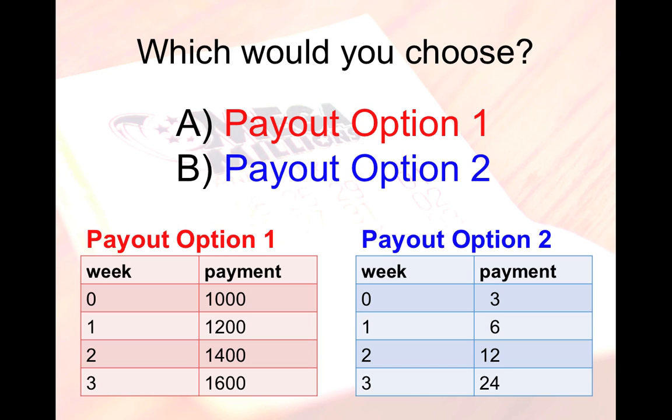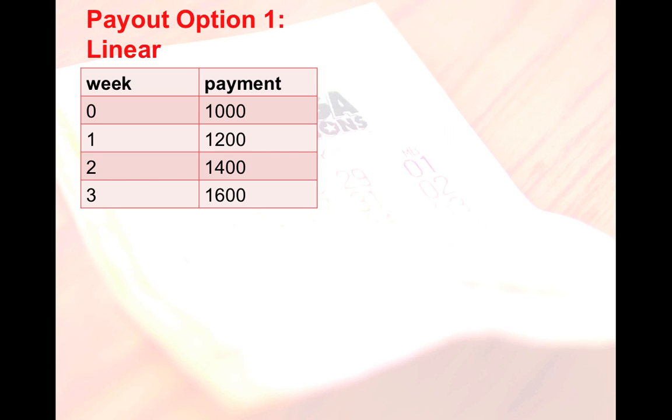I'm not going to tell you yet which one is better, but it certainly looks like, at least in the beginning, you're getting more money with option 1. You might recognize payout option 1 as a linear function. As the weeks go on, we receive $200 more, plus 200, plus 200. This is the hallmark of a linear function. You keep adding the same amount to get the next amount.